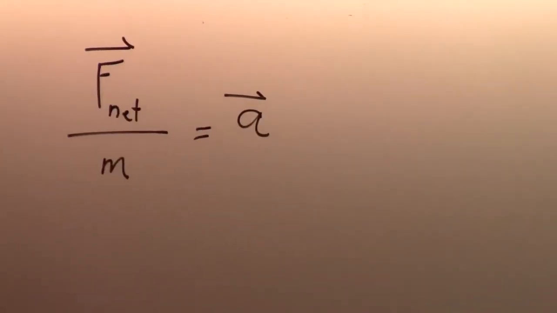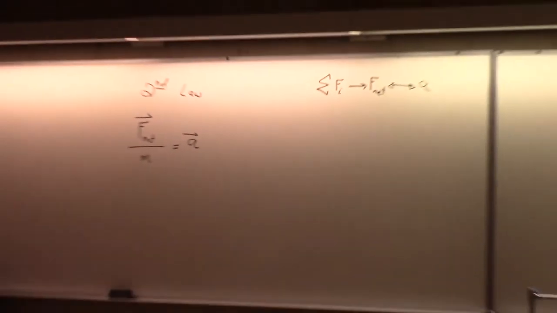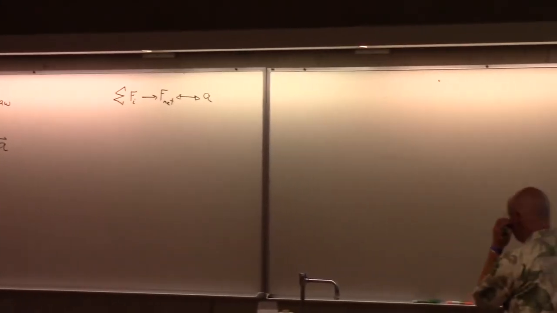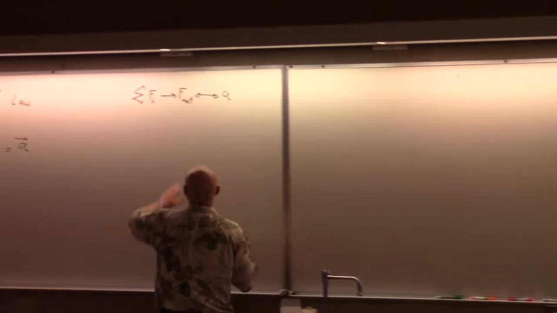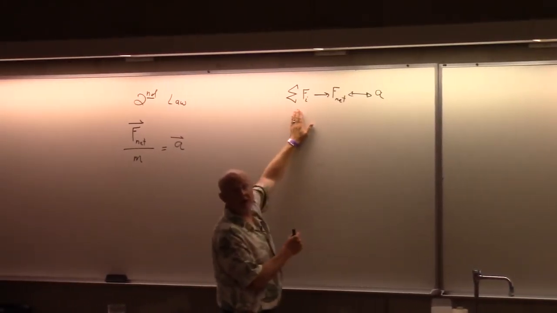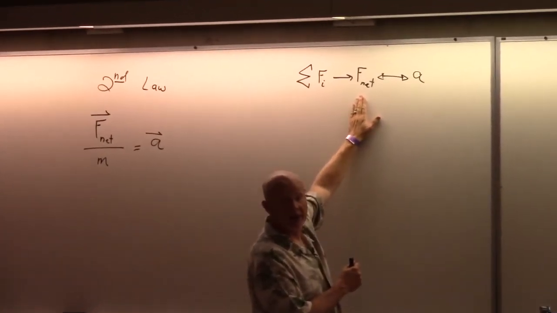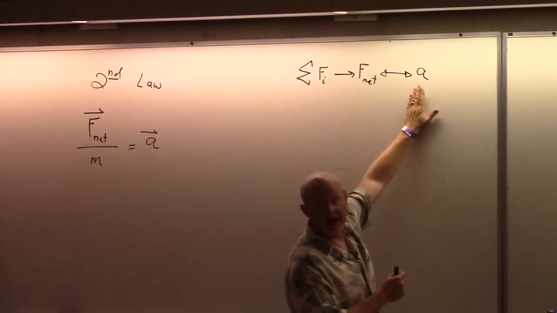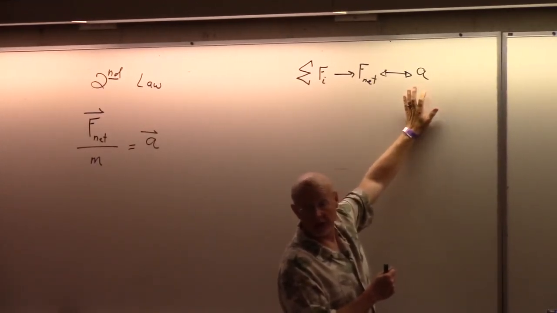We're going to put all of our forces together to find that net force. We're going to then divide by the mass, and we're going to get the acceleration. And so that's this piece here. We're going to find all these forces. We're going to make sure we recognize them all. We're going to find out what direction they are. We're going to put them all together to get the net force. Once we get the net force, we're going to divide it by its mass to get its acceleration.